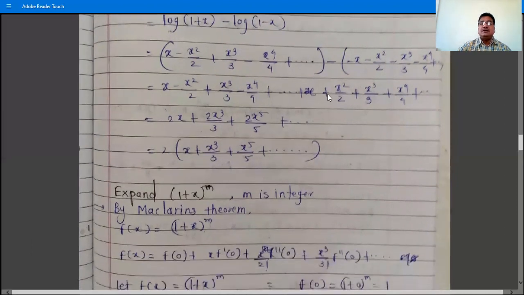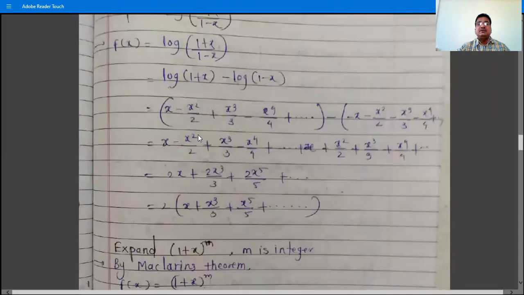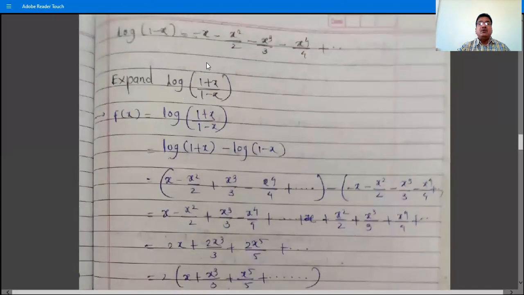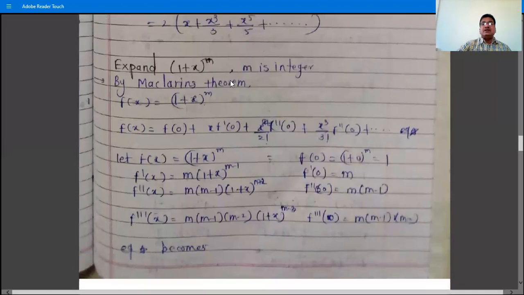And then this x plus x become 2x. And this -x²/2 and +x²/2 become 0. Then x³/3 and x³/3, the addition is 2 times x³/3. Similarly, this -x⁴/4 and +x⁴/4 become 0. The next term is obviously +x⁵/5, and here +x⁵/5 becomes 2x⁵/5 and so on. So if we take 2 as common, then this is the expansion of log((1 + x)/(1 - x)).